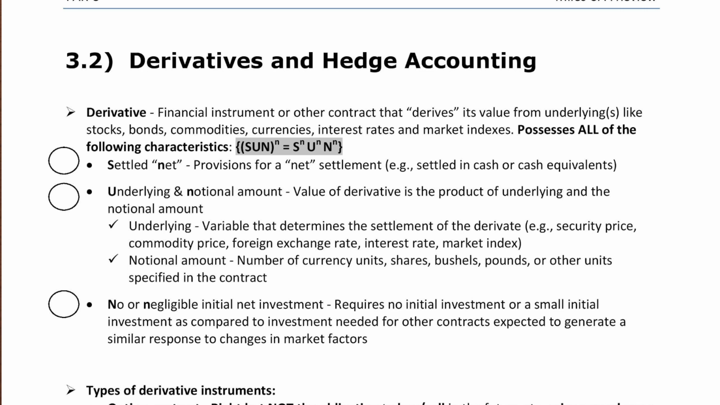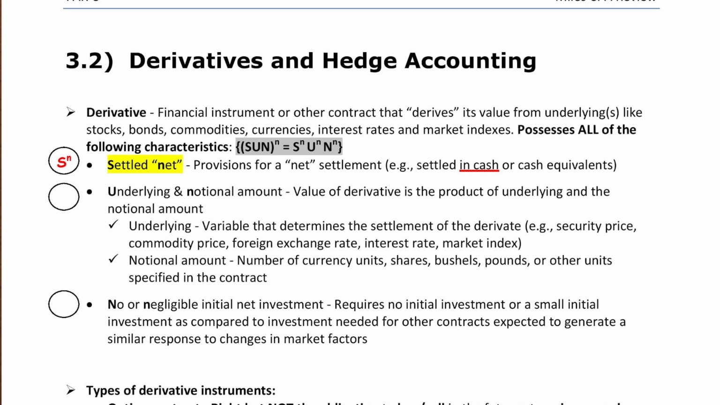The first one, derivatives are highlight settled net. That means it's a net settlement in underline cash or cash equivalents. And on the bubble, write S to the power of n. So settled net.